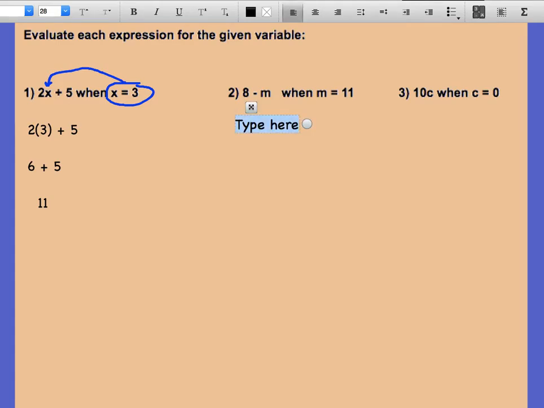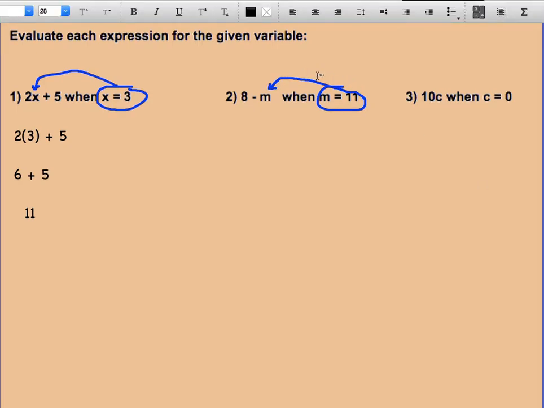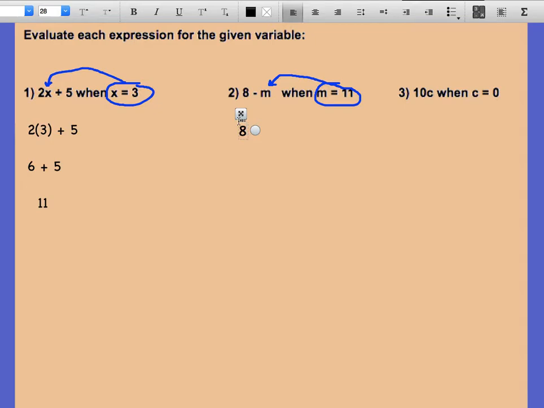All right, same with the next one. We're being asked to evaluate 8 minus m when m equals 11. So 8 minus 11. There's nothing to distribute, but we still use parentheses when we substitute. So remove the parentheses. 8 minus 11, we get negative 3.